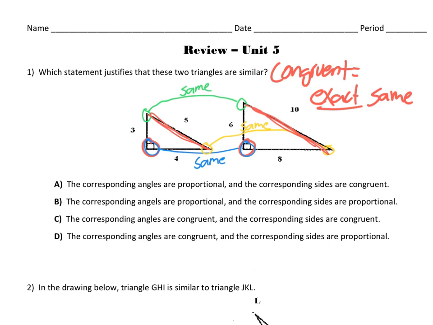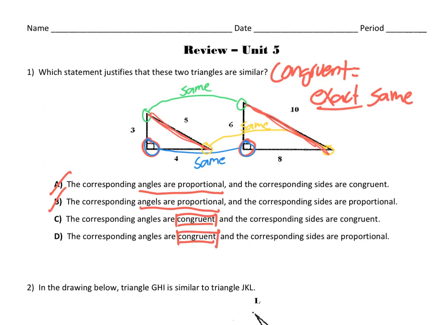So I'm going to go through these real quick. Now I got to read it real quick. Looking at A, it says corresponding angles are proportional. We just said they are congruent. So corresponding angles are proportional? No, they have got to be congruent. So that's the big word whenever we are talking about the angles.